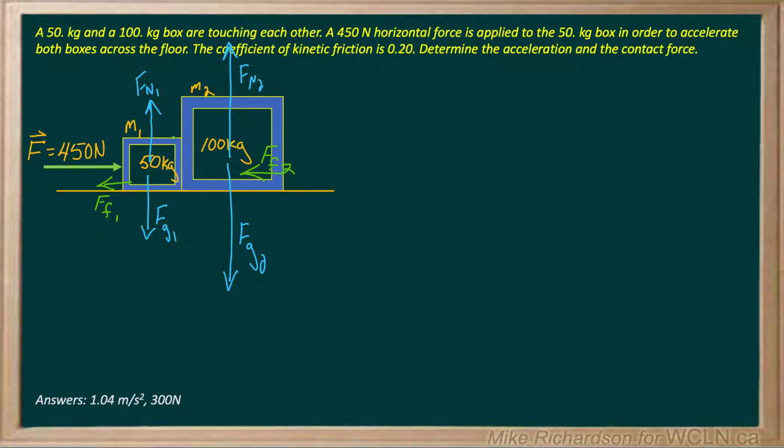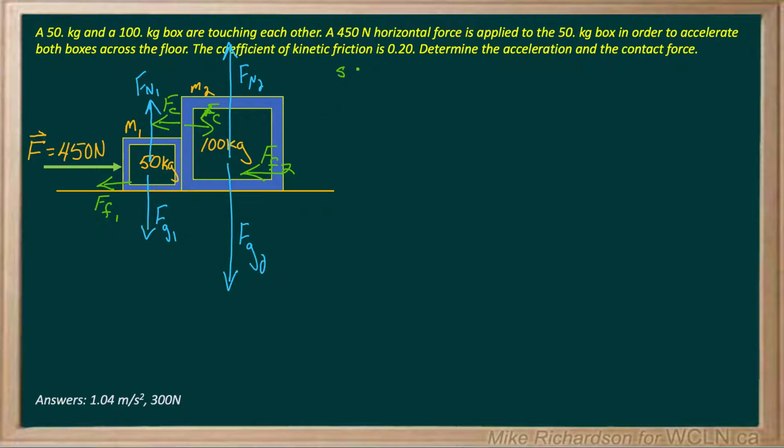Now block 1 pushes on block 2 with some sort of contact force, and because of Newton's third law, block 2 will push back on block 1 with an equal and opposite force. Forces always come in pairs when you're talking about systems and interactions between objects. So those two FCs are equal and opposite. Now notice that all these forces that are labeled in green are the forces that are driving the system to the right. All the blue ones cancel each other off.